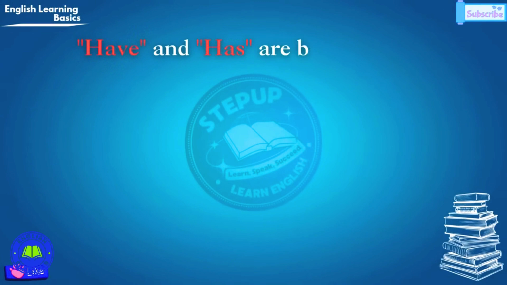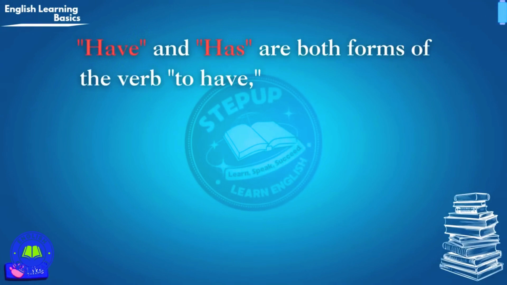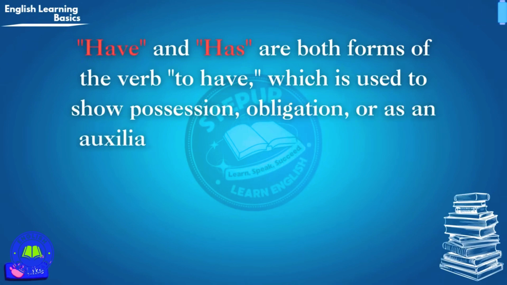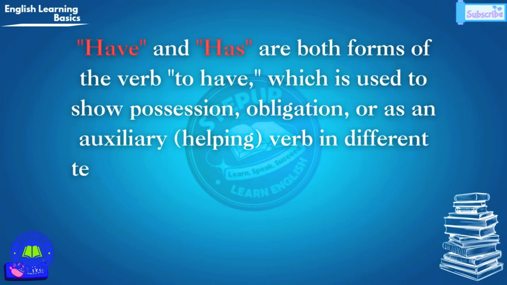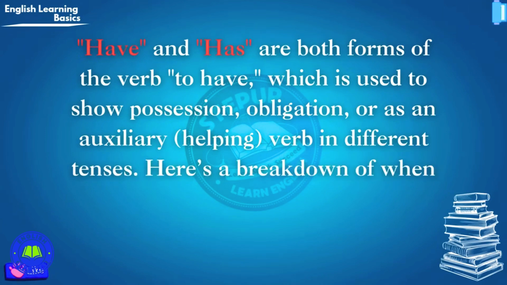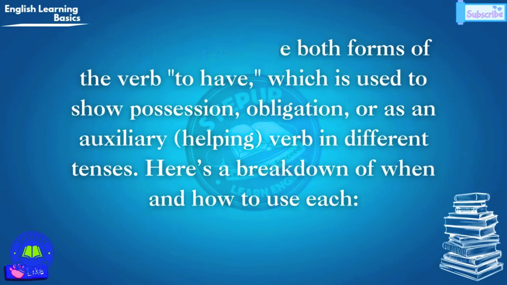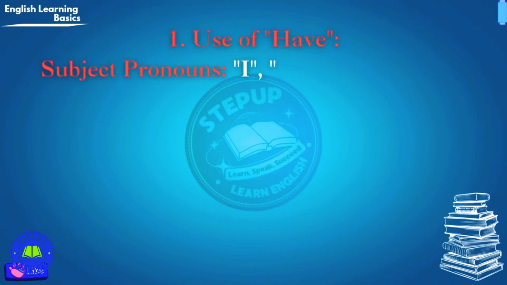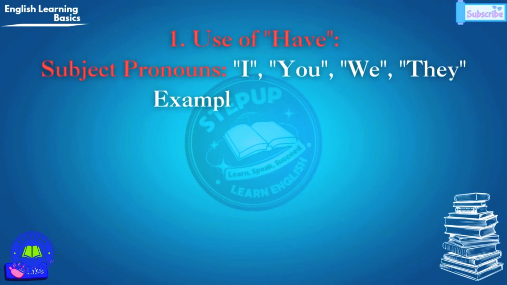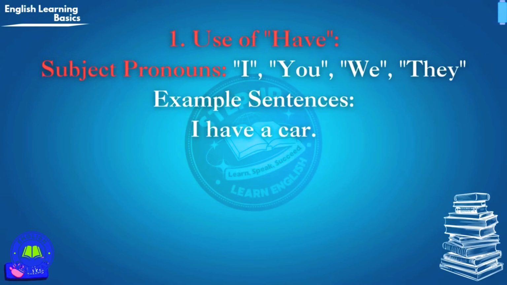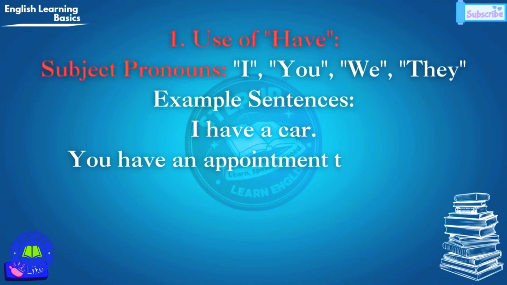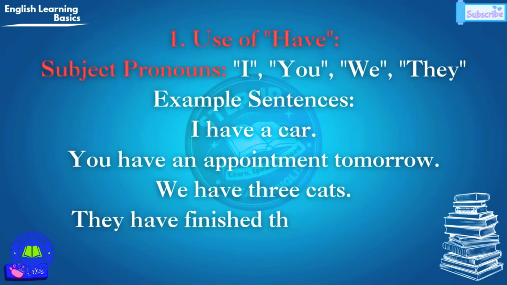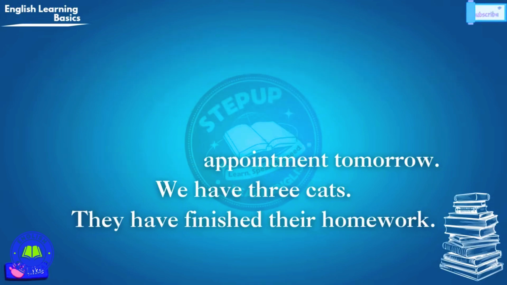Have and has are both forms of the verb to have, which is used to show possession, obligation, or as an auxiliary, helping verb in different tenses. Here's a breakdown of when and how to use each. 1. Use of have. Subject pronouns: I, you, we, they. Example sentences: I have a car. You have an appointment tomorrow. We have 3 cats. They have finished their homework.